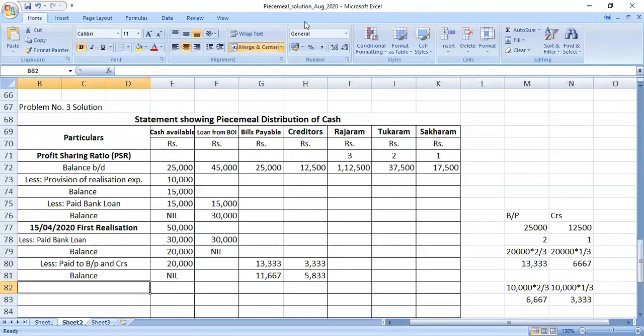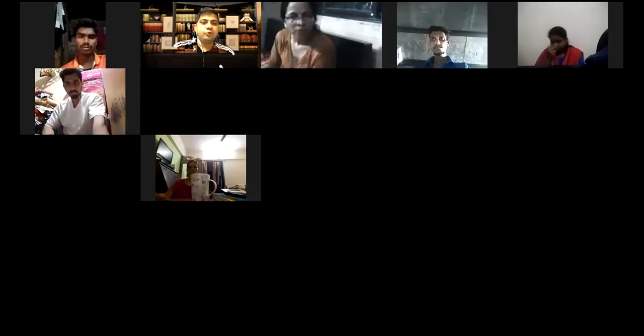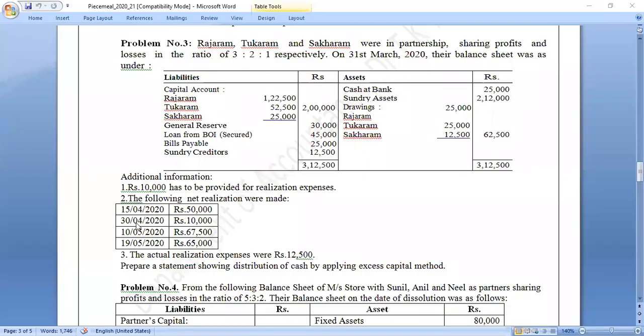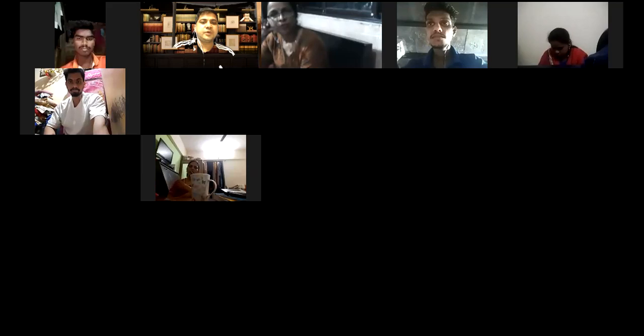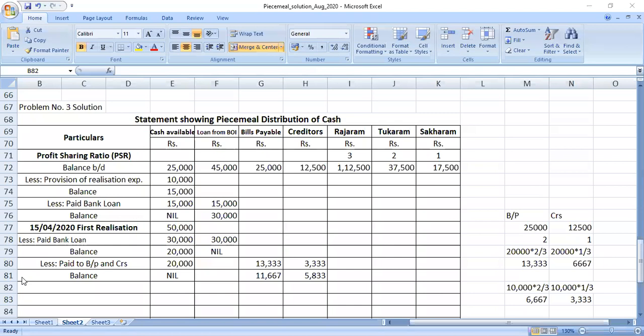Now what do we have to do? Now we have to move further again in our problem. Is there any realization? Yes, on 30th April 2020, 10,000 amount of assets sold. 10,000 amount is received on 30th April 2020. The same things we have to use for payment purpose. Here we have to write 30th April 2020.